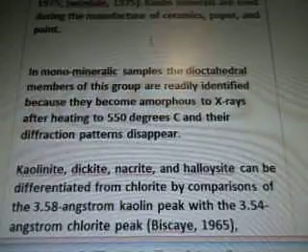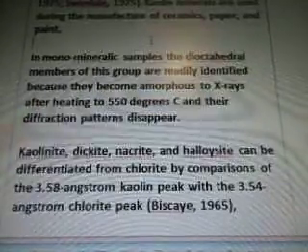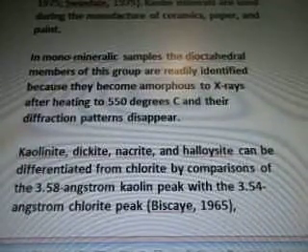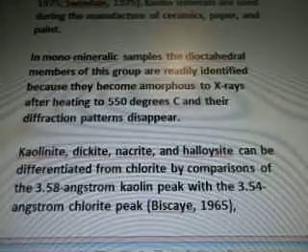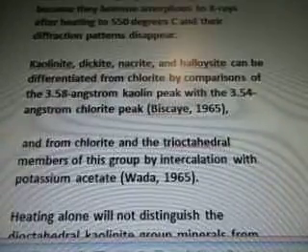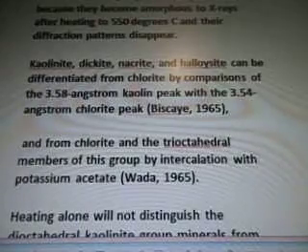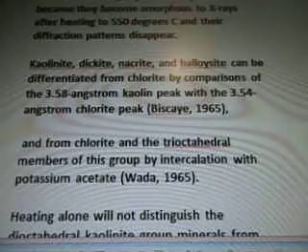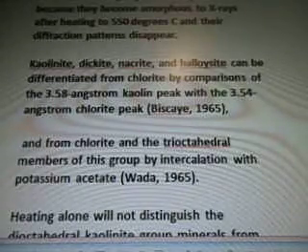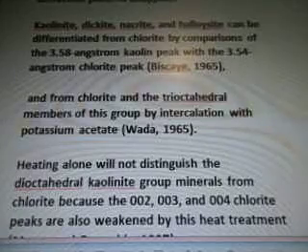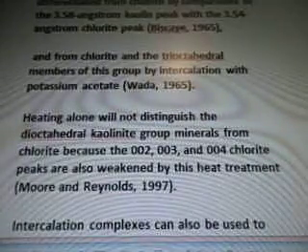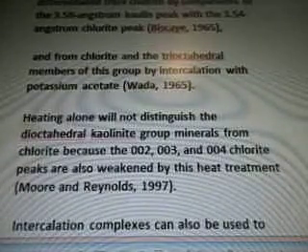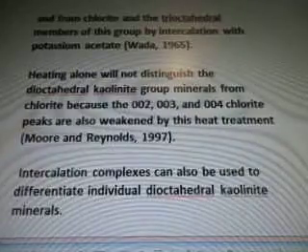In monomineralic samples, the dioctahedral members of this group are readily identified because they become amorphous to X-rays after heating to 550 degrees Celsius, and the diffraction patterns disappear. Kaolinite, dickite, nacrite, and halloysite can be differentiated from chlorite by comparisons of the 3.58 angstrom kaolin peak with the 3.54 angstrom chlorite peak. Biscaye, 1965. And from chlorite and the trioctahedral members of this group by intercalation with potassium acetate, Wada, 1965.